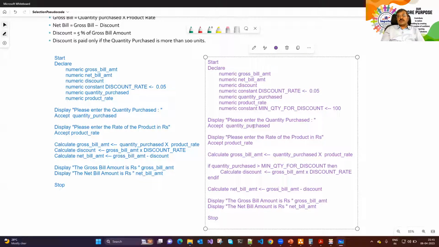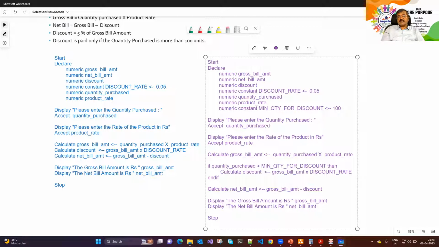We ask the user to enter quantity purchase. He says quantity purchase is 10. कितने? 10. We ask him to enter the rate. He says 100. So 10 into 100 is 1,000. Then we check is 10 greater than 100.